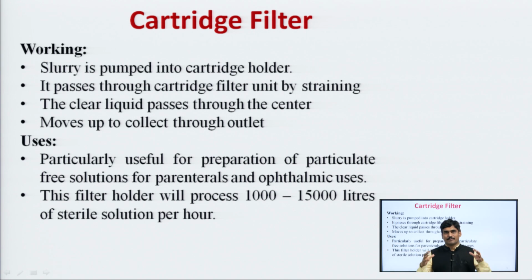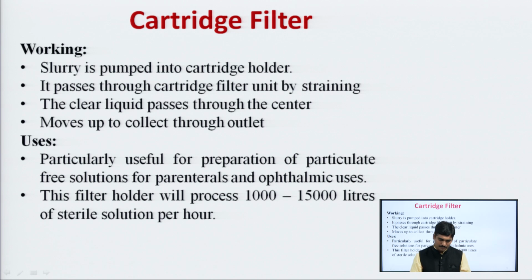At first what we are doing? We are putting the slurry into the cartridge holder, then some pressure is applied, then due to that the clear liquid enters into the cartridges, and it passes through the pre-filter, then the membrane filter, and it reaches the center of the cartridge, and from there the clear filtrate is collected, from the upward direction of the cartridge. So, this is the whole working of this cartridge filter.